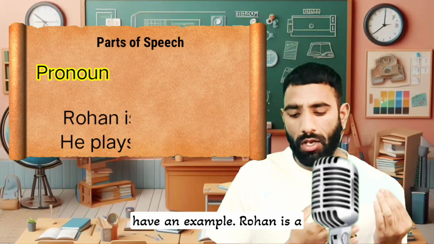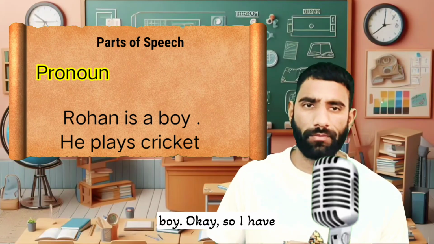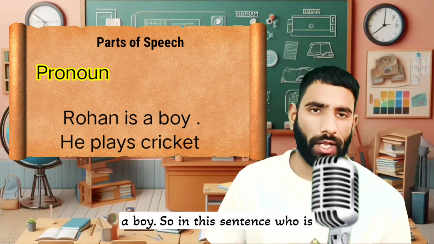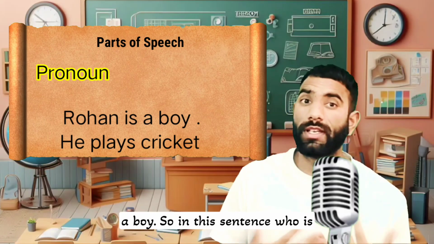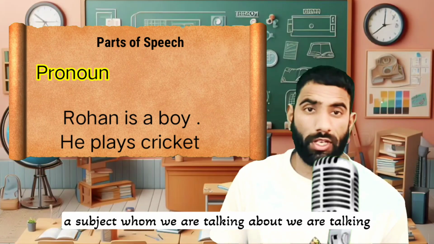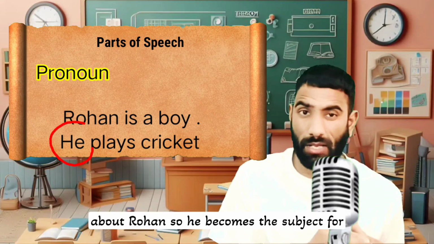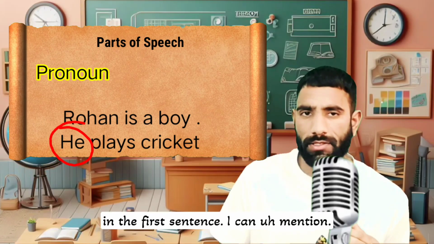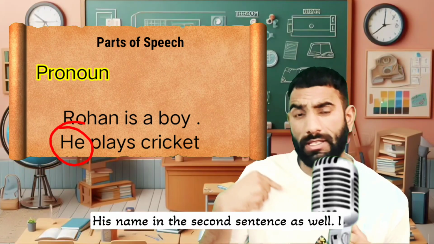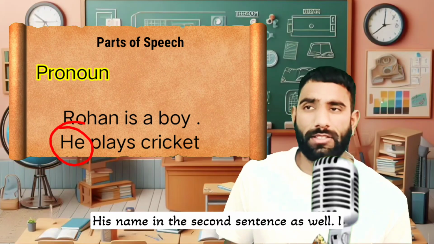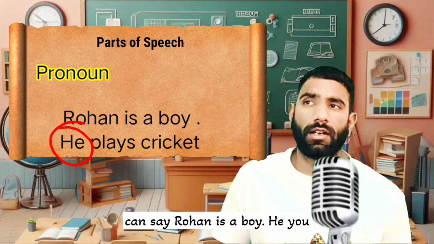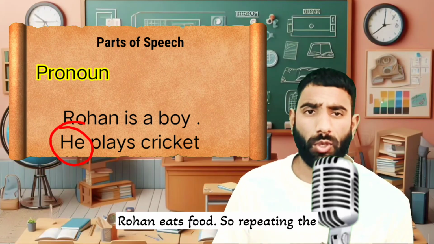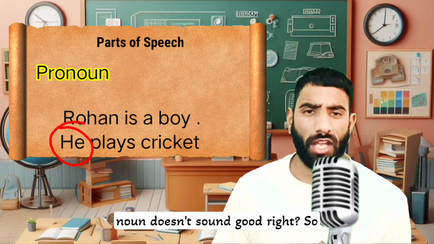We have an example. Rohan is a boy. Okay, so I have started a paragraph by saying Rohan is a boy. So in this sentence, who is the subject whom we are talking about? We are talking about Rohan, so he becomes the subject for us. So I mentioned his name in the first sentence. I can mention his name in the second sentence as well. I can say Rohan is a boy. Rohan goes to school. Rohan eats food. So repeating the noun doesn't sound good, right?